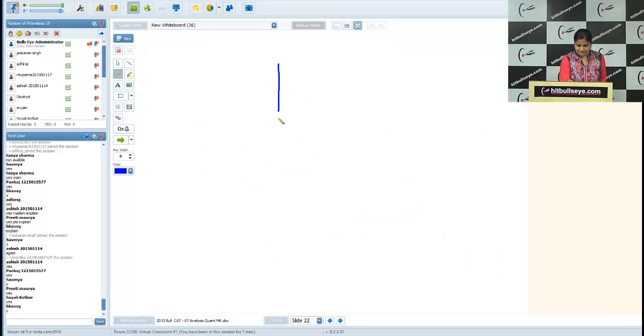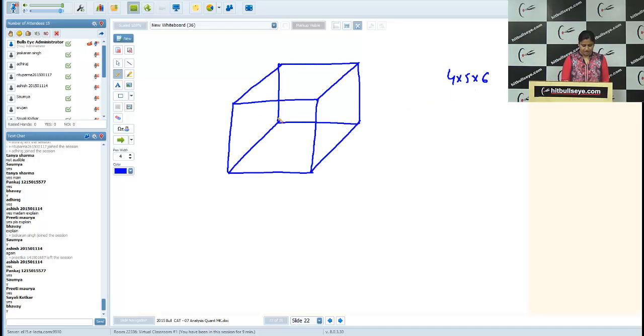So what will we do? This is the cuboid of dimension 4 is to 5 is to 6. Now according to the question, any face, its dimension can be either 4 into 5 or 5 into 6 or 4 into 6. Now what is my question? It was to find the maximum possible number of cuboids. We want to maximize the number of cuboids which have more than one face painted in the same color.